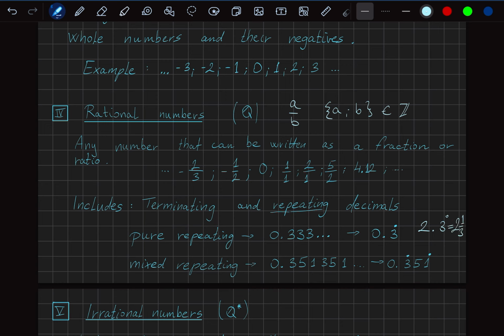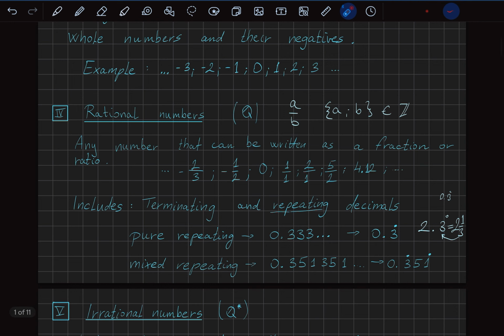Okay, because this is the most accurate form of 1/3. 0.3, and we just write a dot over the 3. Okay, and mixed repeating is when a little segment repeats in the decimal part.